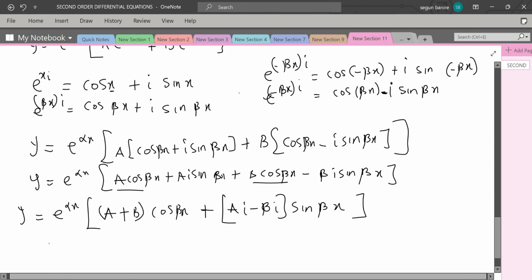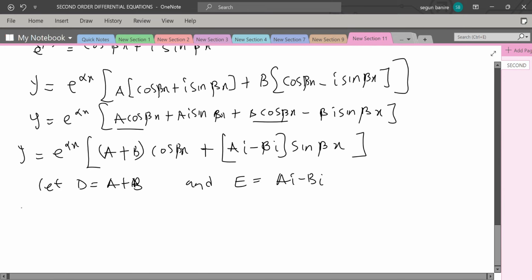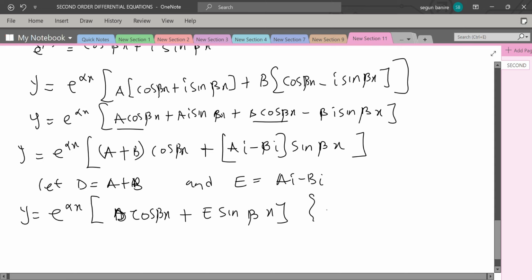Now let's replace. Let D be equal to A plus B, and let E be equal to this part. If you do that, now y is equal to e^(αx) times D cos βx plus E sin βx. This now we call the general solution.